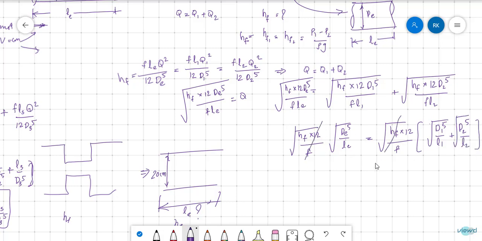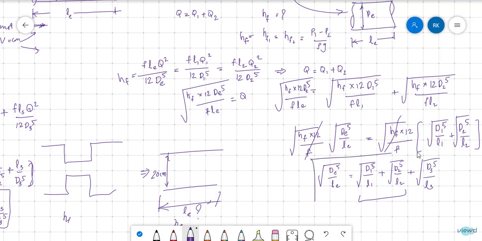So cancelling this, under root of D_E power 5 divided by L_E is equal to under root of D1 power 5 divided by L1 plus under root of D2 power 5 divided by L2. So here there are two branches and we got it as two terms. If there are three branches, another term will be added here, under root of D3 power 5 by L3. So this is the equivalent length and equivalent diameter for parallel connection. This is about series and parallel connections.